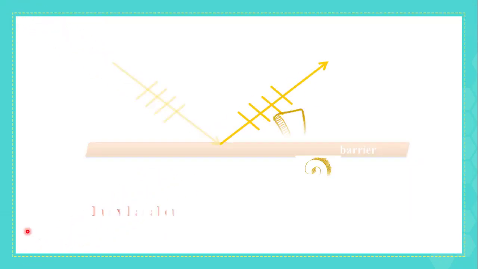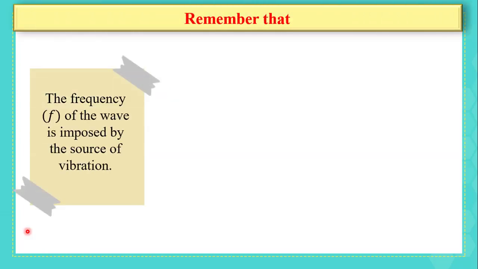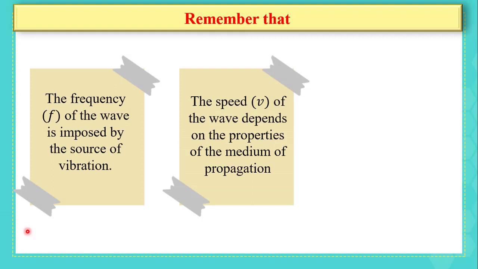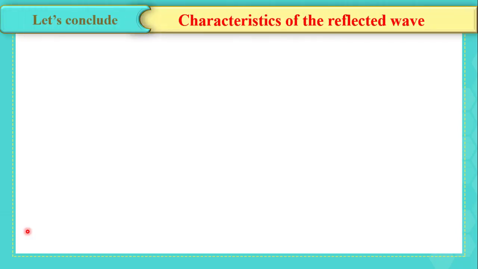But what about the characteristics of the reflected waves, which are mainly the frequency, the speed of propagation, and the wavelength of the wave? Let's start by remembering that the frequency f of the wave is imposed by the source of vibration. The speed v of the wave depends on the properties of the medium of propagation, which means that all waves of the same nature have the same speed in the same medium. The wavelength lambda varies with the variation of either f or v based on the relation v equals lambda times f.